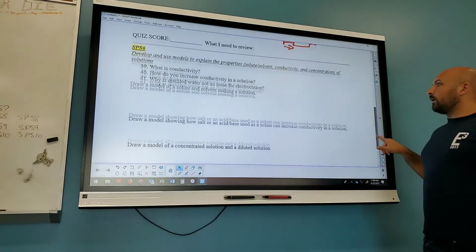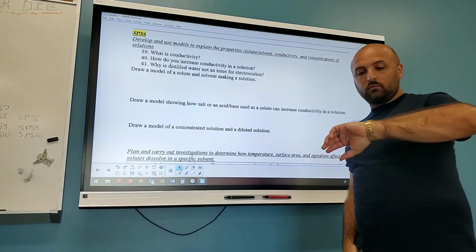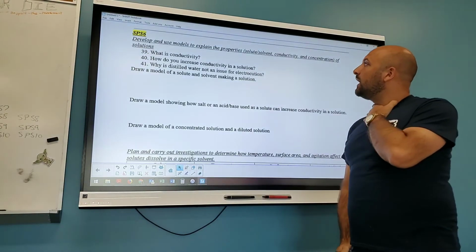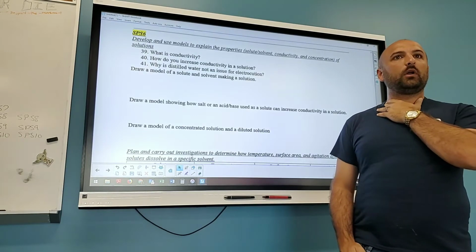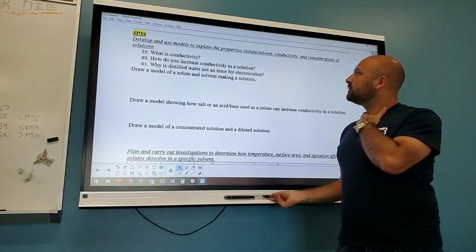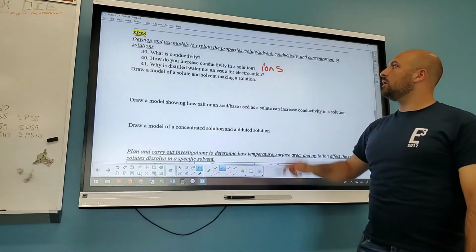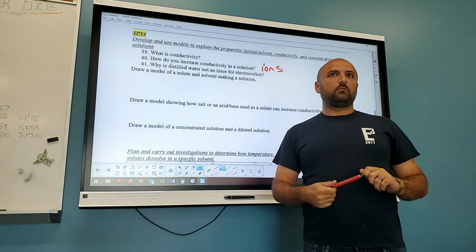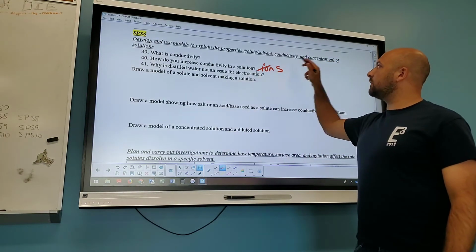Okay, moving this on down. What is conductivity? The ability to conduct electricity. How do you increase conductivity in the solution? We want to get more ions, right? Ions in solution. All right, so what is conductivity? Ability to conduct electricity. You want to increase the number of ions in the solution. Why is distilled water not an issue during electrocution? Because there are no ions, exactly. So no ions, no conducting of electricity.